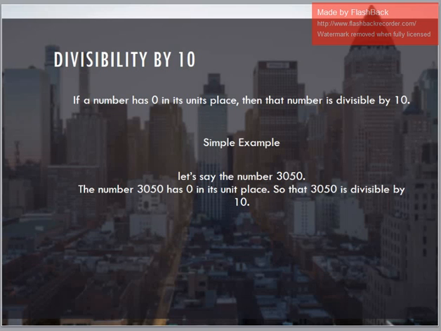For example, 3,050. The number 3,050 has 0 in its units place. So, yung pinakahuling number. So, 3,050 is divisible by 10. So, doon pa lang sa 0, alam mo na divisible by 10 siya since yun yung rule. So, yun, let's proceed to the next one.